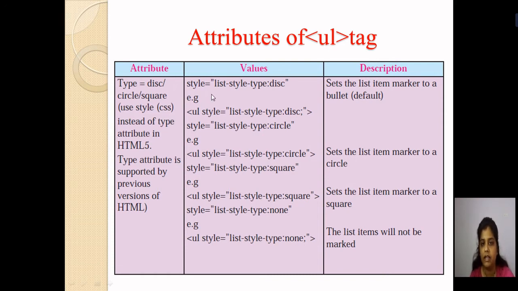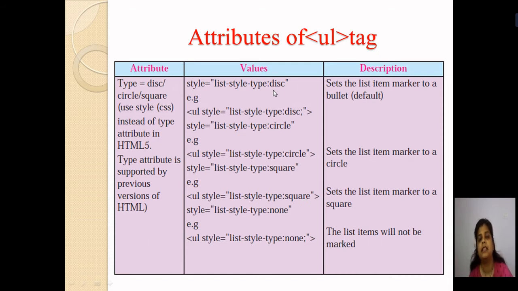See how I will write it. If I want the type as disk, how will I mention that? Style is equal to list-style-type colon disk. So disk is the default symbol used for marking your list.